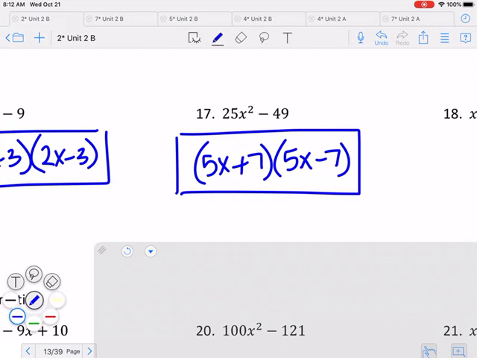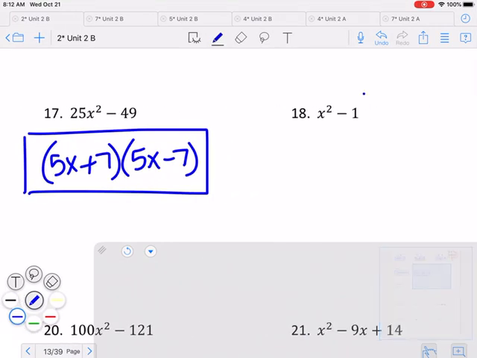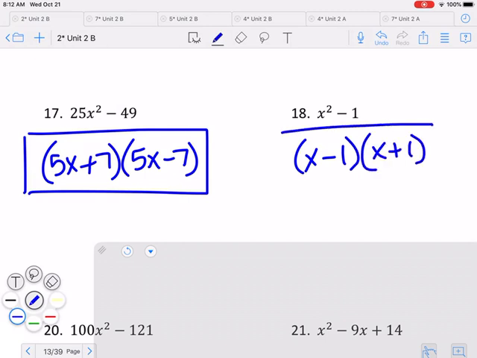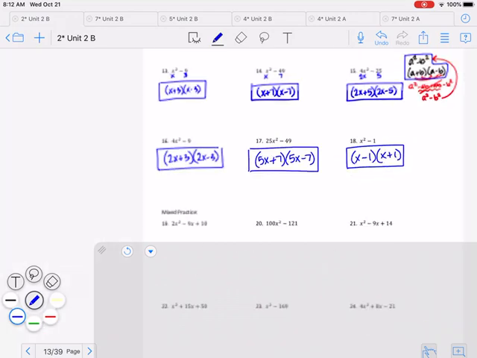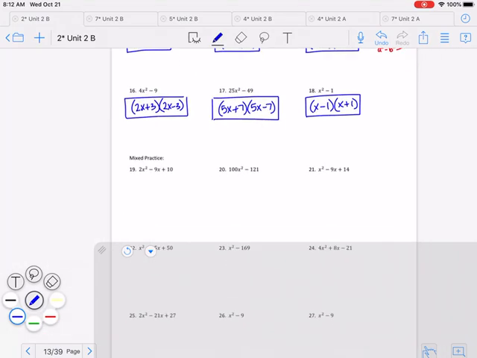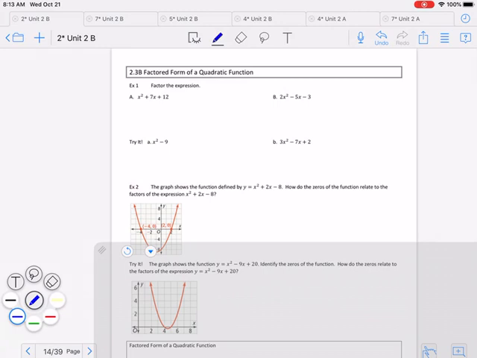Again, the minus 1 can go in front. Doesn't matter. And don't forget, 1 is also a perfect square. 1 squared is 1. So I'll put the minus 1 in front this time. x minus 1 times x plus 1. The order doesn't matter. This was mixed practice. If you'd like to do those, feel free for extra practice. Otherwise, we are going to move on to the real part.